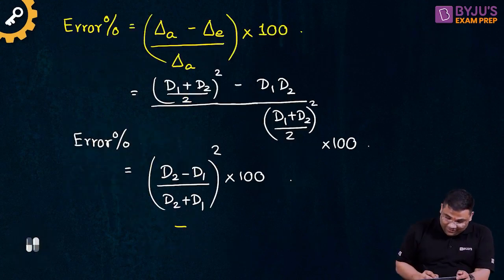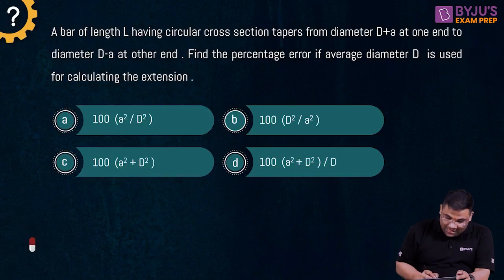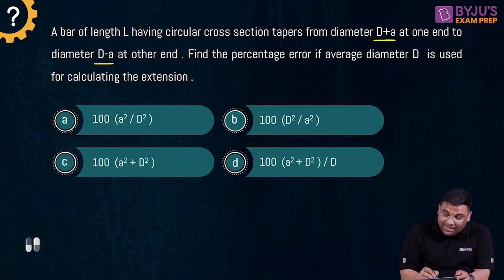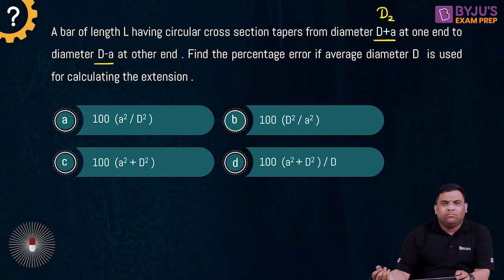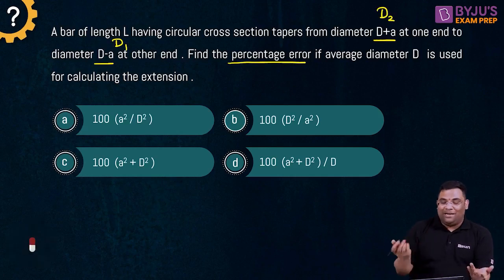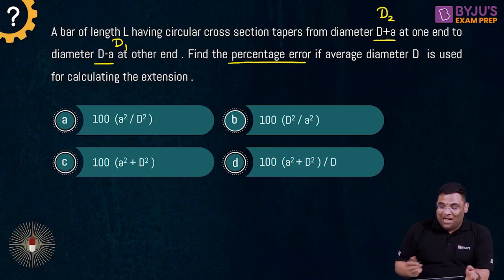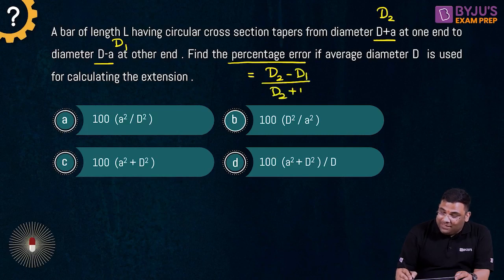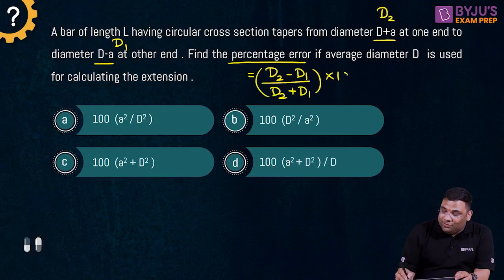Yes. Now see this question. The question is, a bar of length L is having circular cross section and it tapers from diameter D plus A at one end to D minus A. So this I can take as D2 and this I can take as D1 because it is the smaller one. Find the percentage error if average diameter D is used for calculating the extension. Yes. So now the same formula, the error percentage will be how much? D2 minus D1 by D2 plus D1 into 100. So such kind of question you can easily solve.